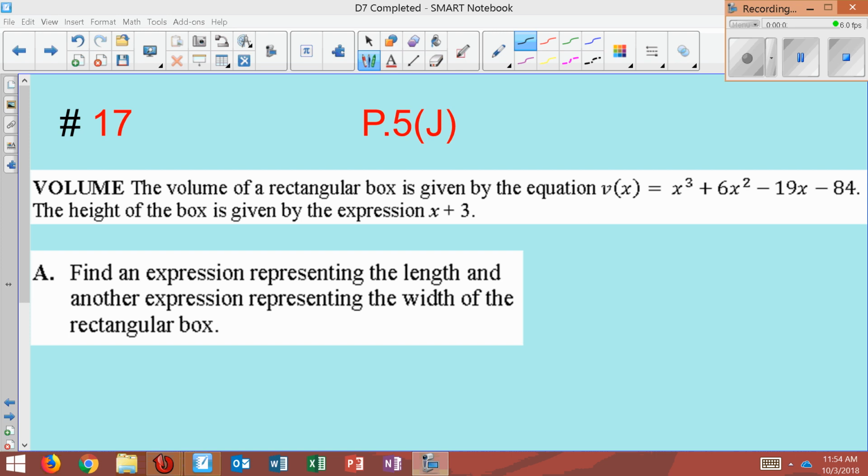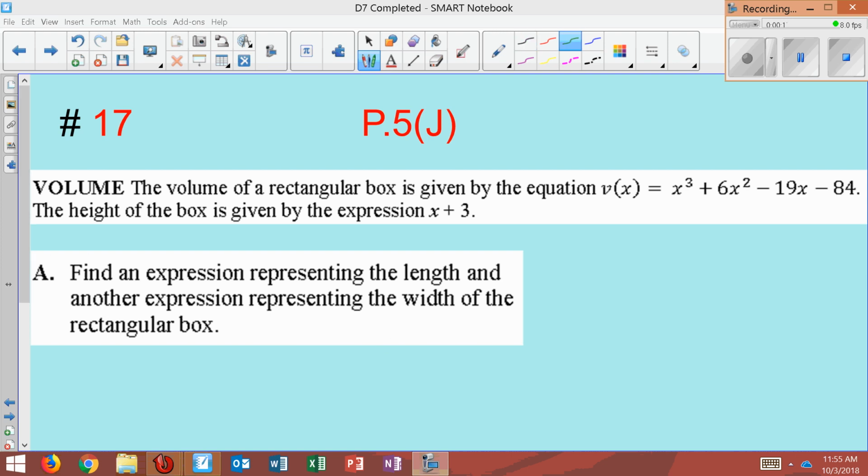Number 17, the volume of a rectangular box is given by the equation V of x here, and the height of the box is given by the expression x plus 3. Find an expression representing the length and another expression representing the width of the rectangular box.